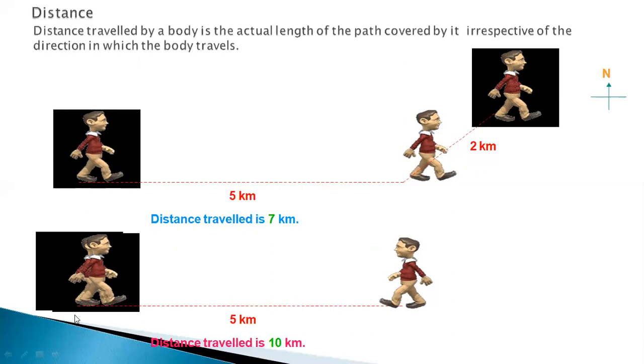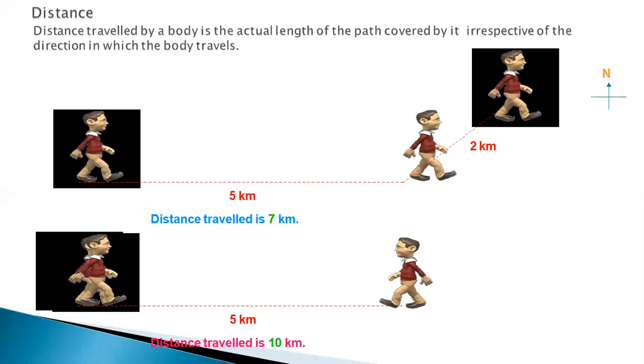Next, in the second picture, see here, a man is traveling from this point to this point, and again he is coming back. So the distance between these 2 points is how much? 5 kilometer. So therefore the total distance traveled by him is 10 kilometer. He is going from point A to here, that distance is 5 kilometer. Again from here to here, that distance is 5 kilometer. So the total distance, total path covered is how much? 5 plus 5, while going and while coming. So this is 10 kilometer.